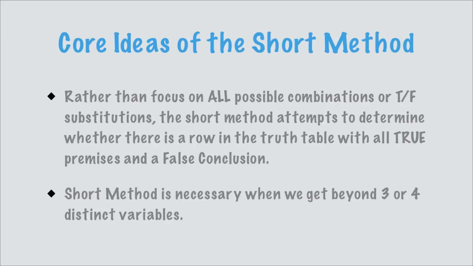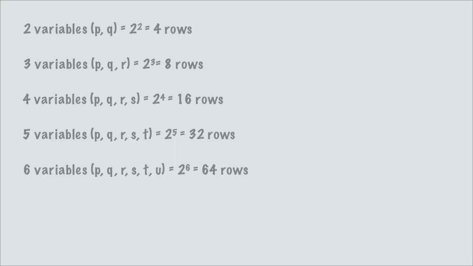Now, this is fine if we only have 2 or 3, possibly 4 letters, but what happens when we get into larger premises or larger arguments that have more variables in them? If we think about what it takes to put together a table mathematically, we can see that our truth tables become really unmanageable the minute you get past a certain number of variables. So let's take a look.